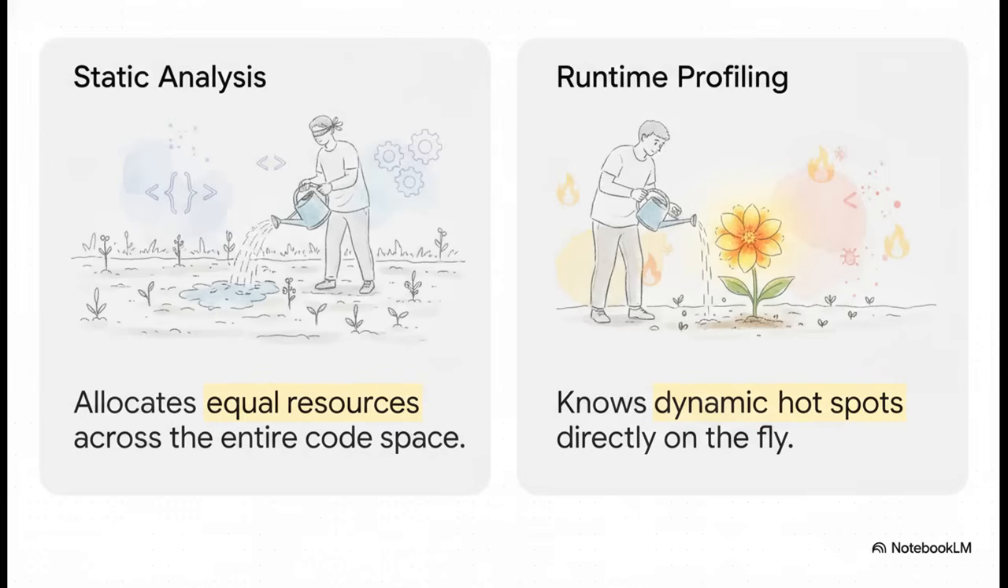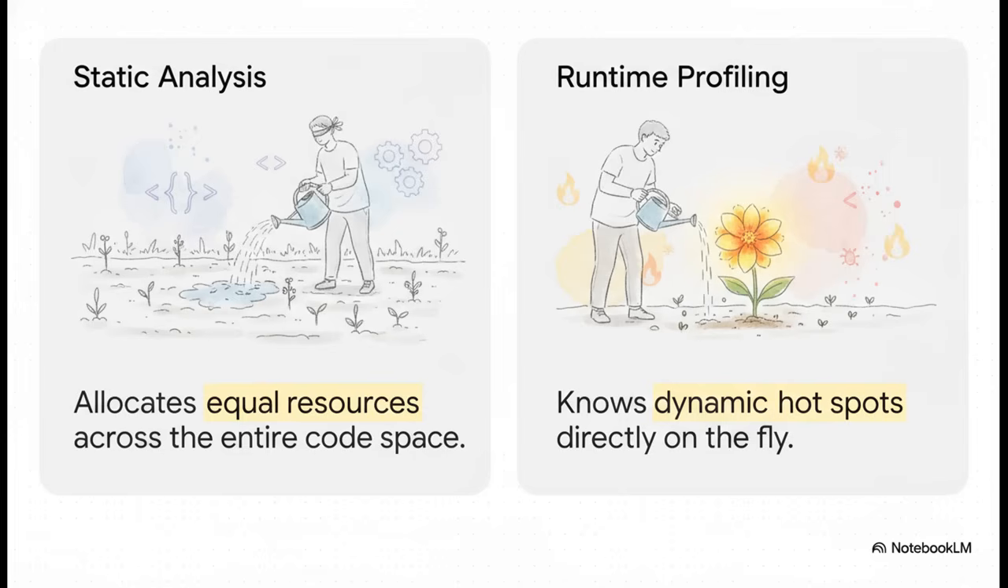Understanding this completely reframes the classic conflict in compilation strategies. On one side, you've got traditional static analysis, which we often see in ahead-of-time or AOT compilation. It's incredibly thorough, sure, but it's also totally blind. It allocates equal computational resources across the entire code space, basically just guessing what might be important. On the flip side, we have runtime profiling, used by just-in-time or JIT compilers. This actually watches the code execute, so it knows precisely where those dynamic hotspots are on the fly.